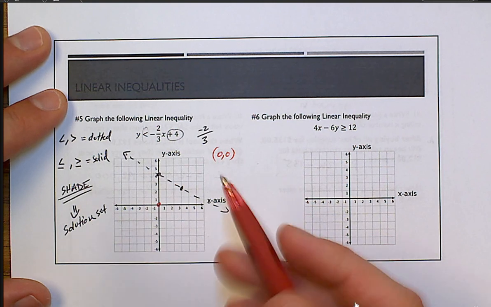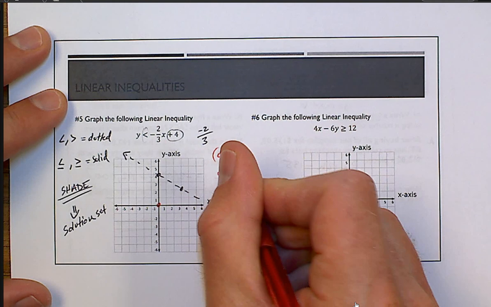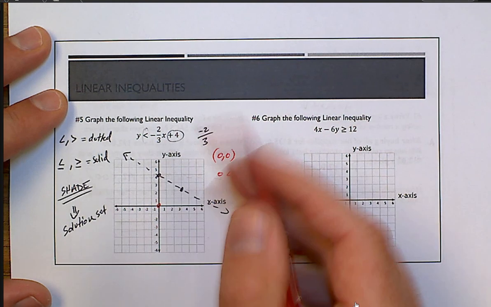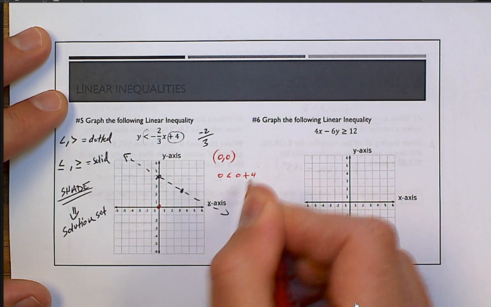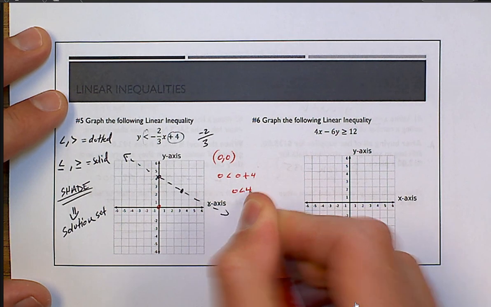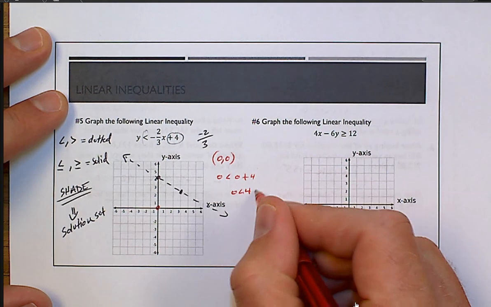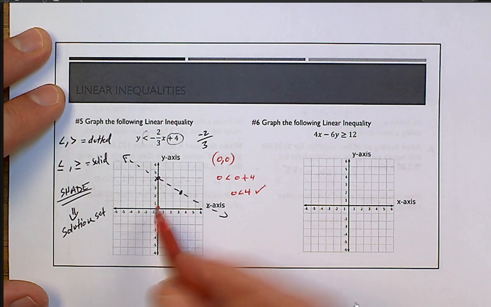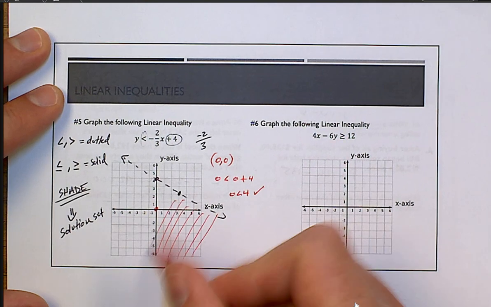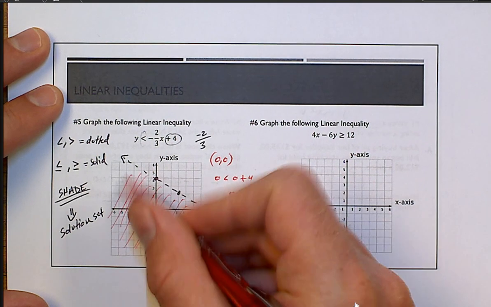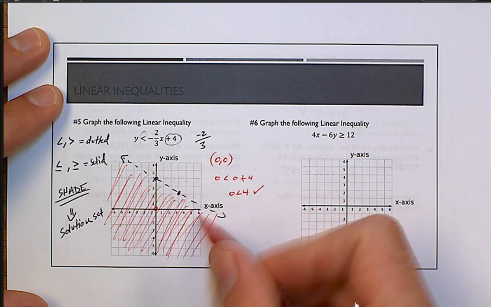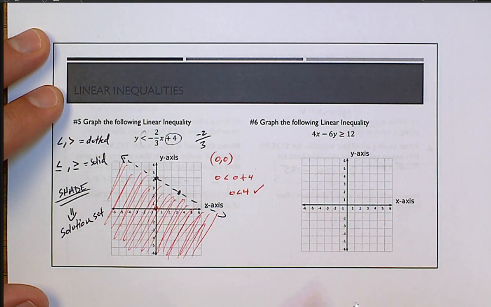All right, so negative 2/3 times 0 is 0, plus 4. I get 0 is less than 4. Is 0 less than 4 a true statement? It is, which means 0, 0 is in the solution set, and you always shade your solutions, so you can just shade down here. Okay? Move on to the next one here.